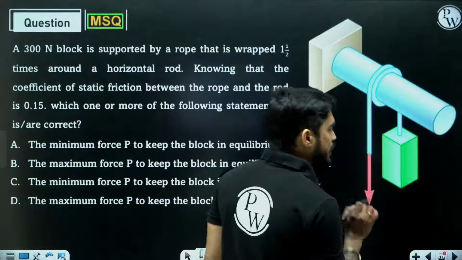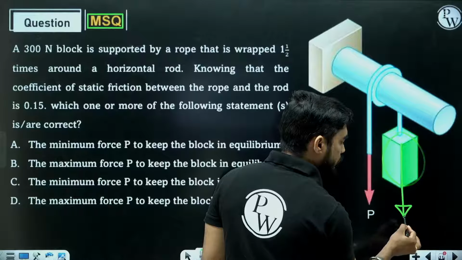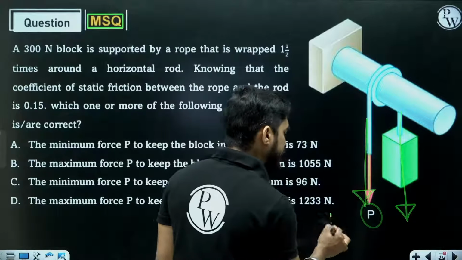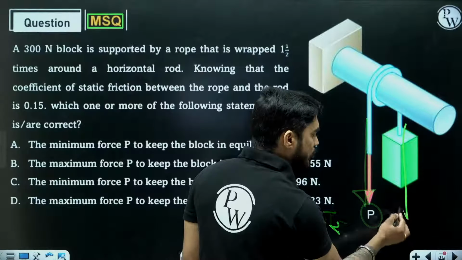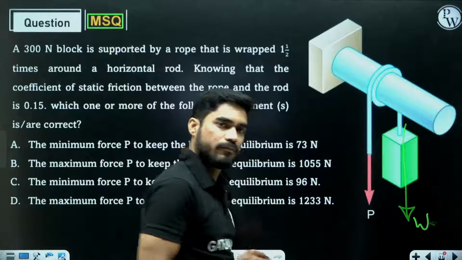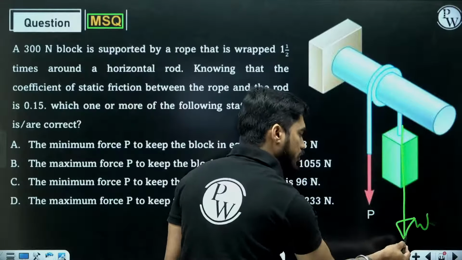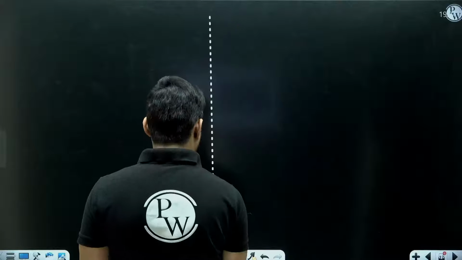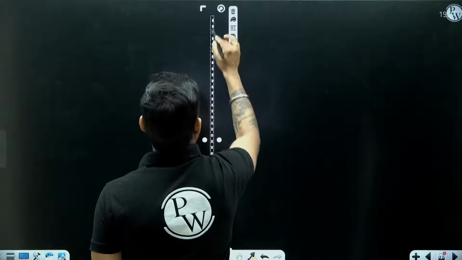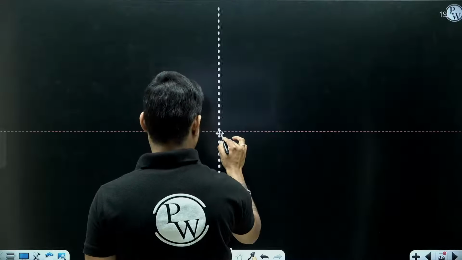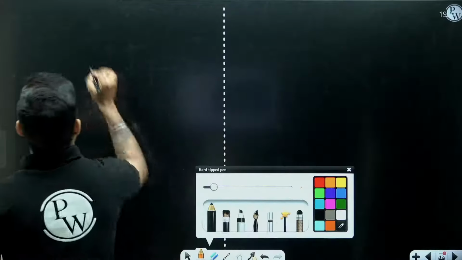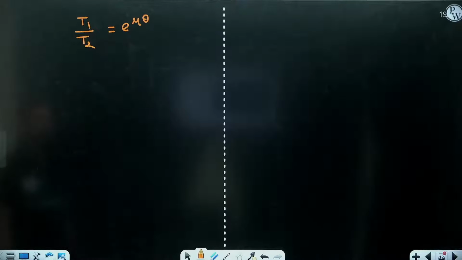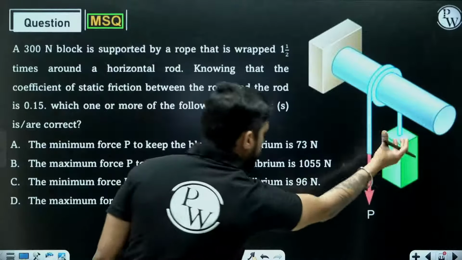Understand, if I am assuming the block is just about to go down, then the tension on this side will be maximum and tension on this side will be minimum. So your P will be T2, the minimum tension, and the weight of the block will be the maximum tension. I am assuming the block is just about to go down. Now you calculate the value of P minimum. So T1 by T2 equals e to the power mu theta. Here the maximum tension I am assuming is the weight, as it is falling down.